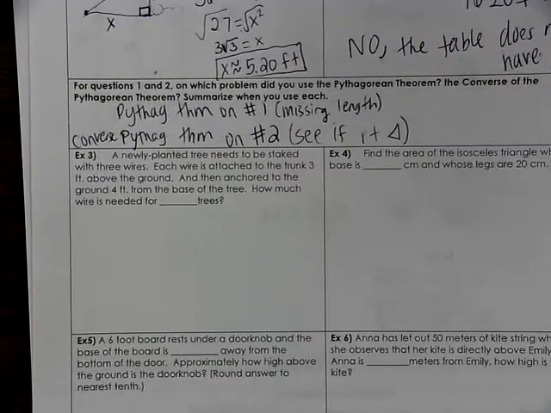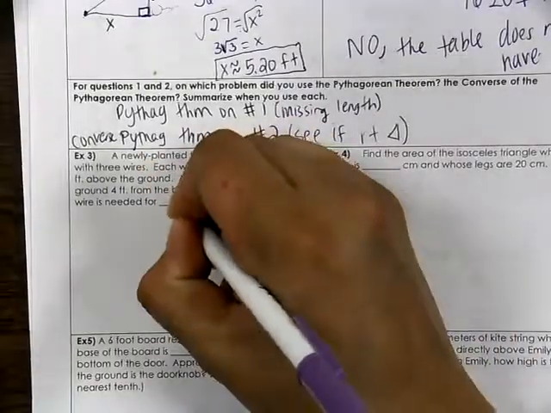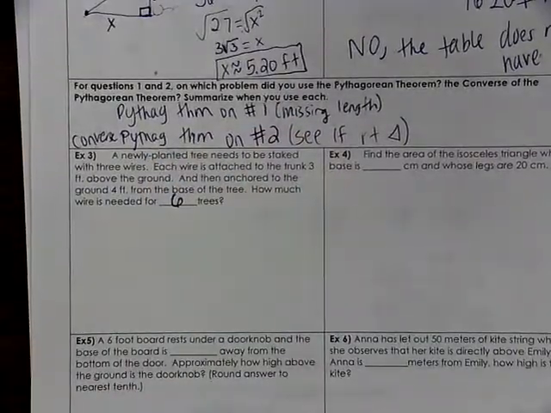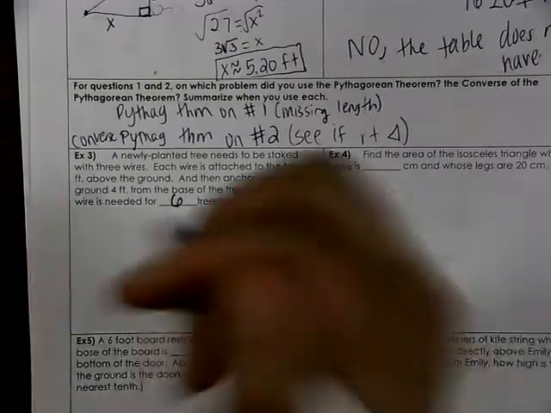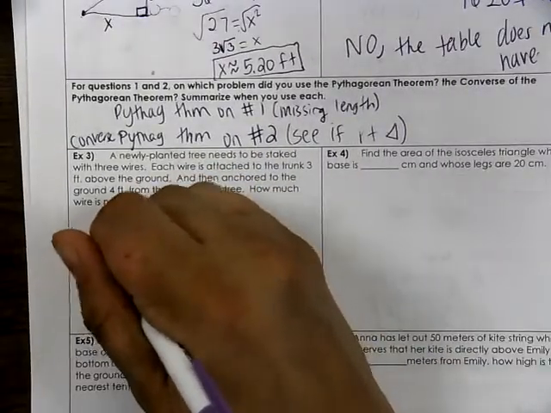A newly planted tree needs to be staked with 3 wires. Each wire is attached to the trunk 3 feet above the ground, and then anchored to the ground 4 feet from the base of the tree. This is a lot of stuff we're going to have to draw out. And then let's say we need the wire for 6 trees. Okay, so we're going to do the work for 6 trees. Draw yourself a sketch.